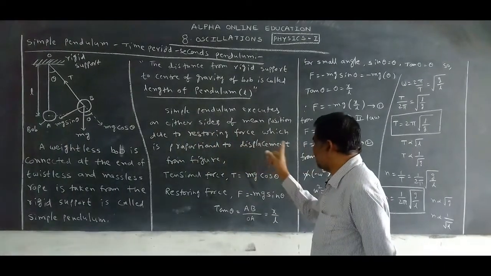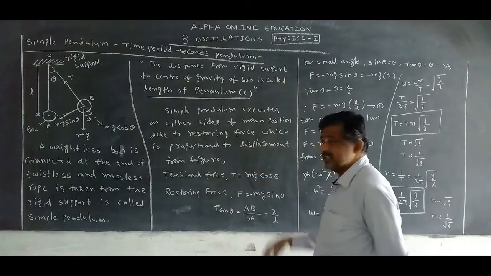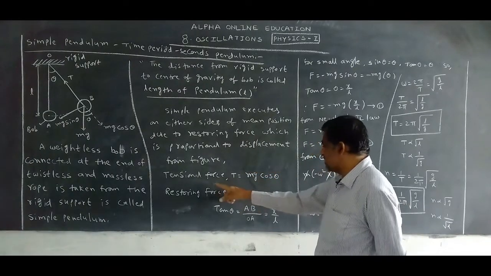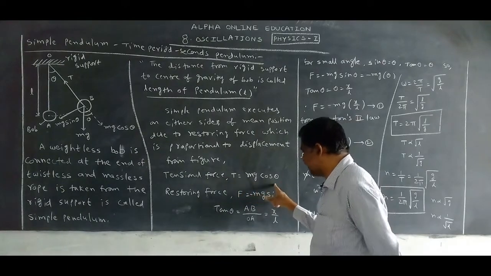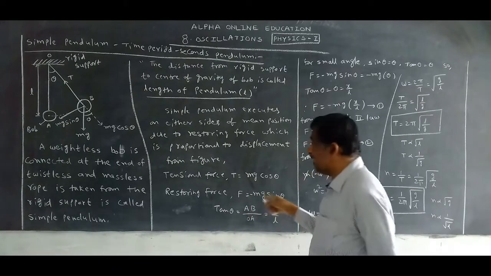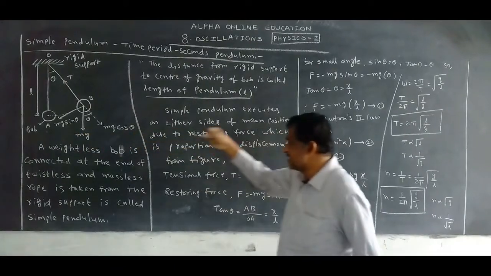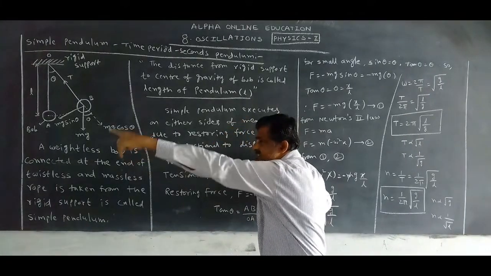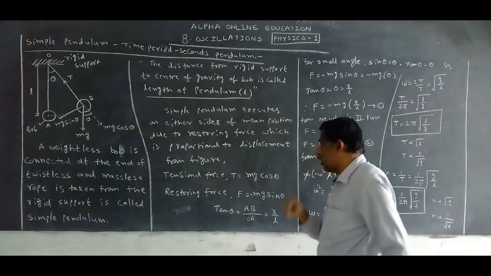But what I am saying is that it is proportional to displacement but in the opposite direction. That's why the tensile force T is equal to mg cos theta, and the restoring force F is equal to minus mg sin theta. Why? We pulled in this direction, but mg sin theta is in this direction. That's why we can take the opposite sign.